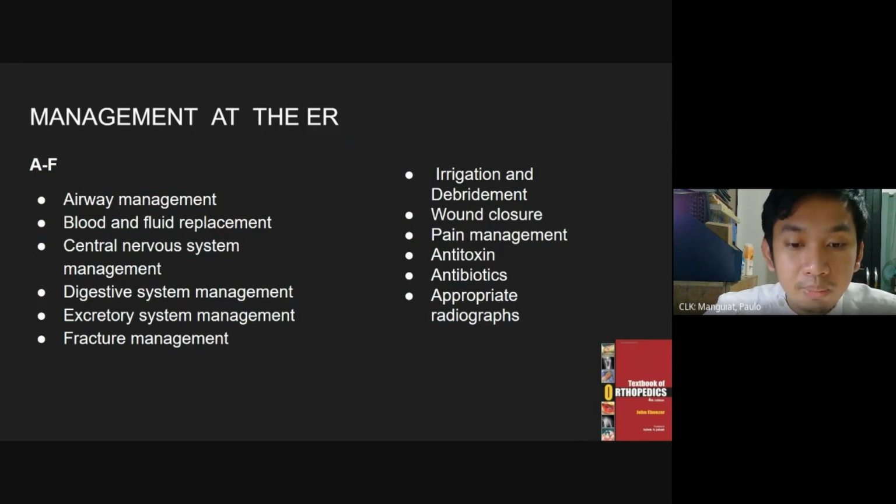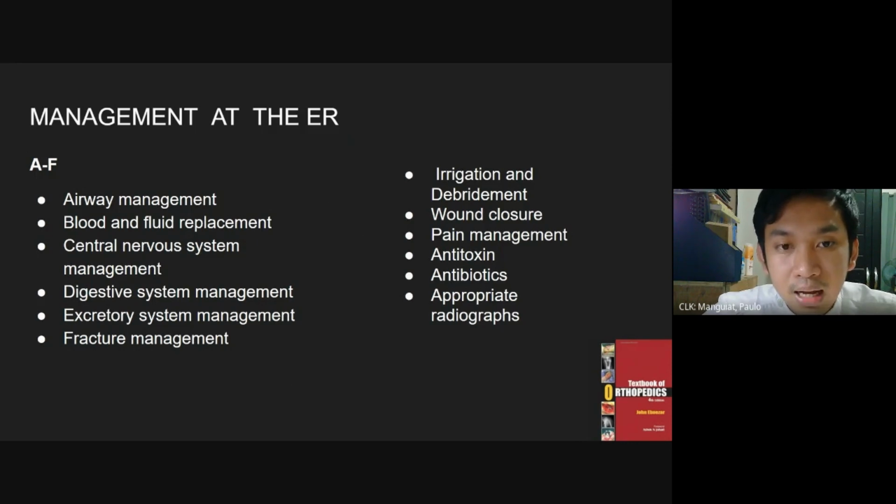So first, we stabilize the patient by doing an initial assessment and management of a trauma patient. So we do a systematic approach. We do this A to F. By the way, my reference for my report was taken from the textbook of orthopedics by Eleazar. Okay, so A to F. We start with airway management, followed by blood and fluid replacement, then central nervous system management, digestive system management, excretory system management, and fracture management.